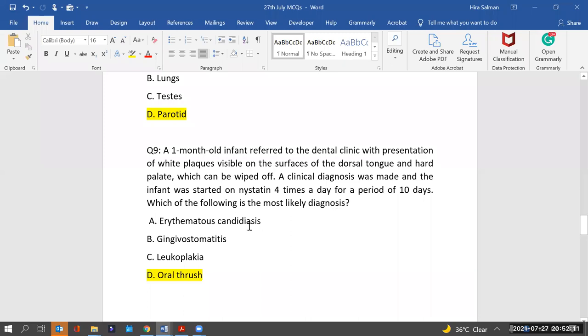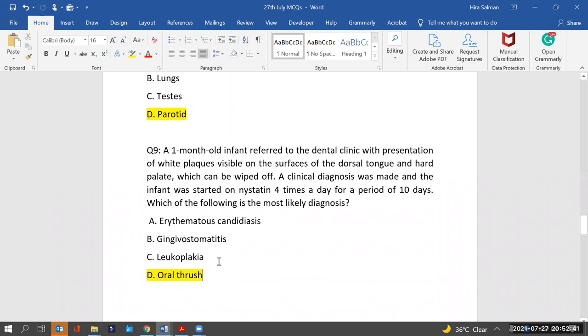Why is it not erythematous candidiasis? Erythematous candidiasis means that only erythema is associated, and most of the time it happens on the skin. But if it's only in the oral cavity, we have to say thrush, oral thrush, like in this case, where he's in the dental clinic. Gingivostomatitis is only inflammation of the gingiva and some angles of the mouth, where you can see they are going to inflame. But here there is no involvement of the gums.